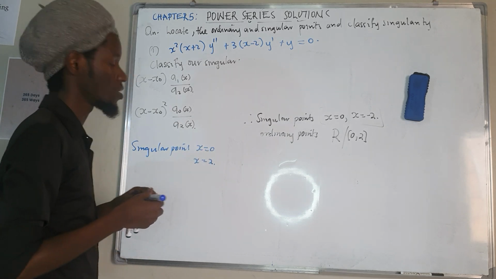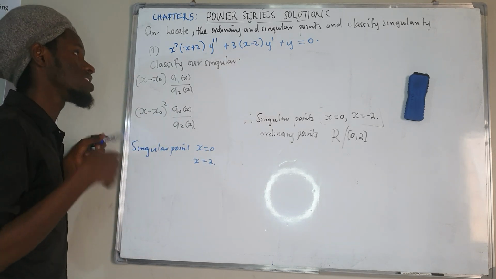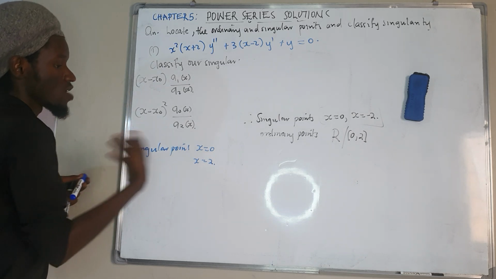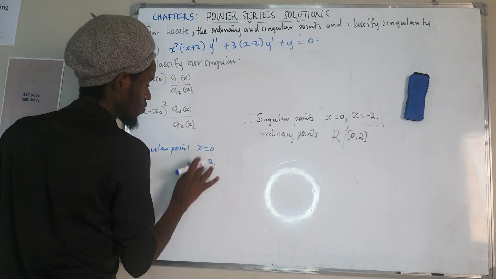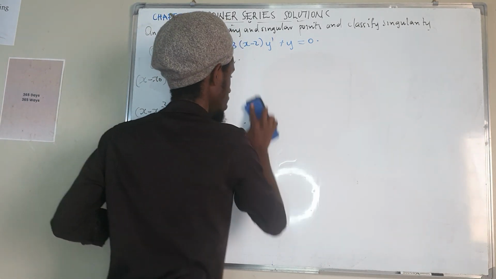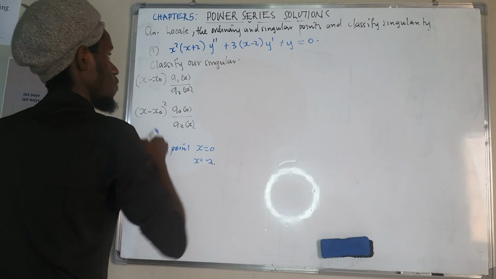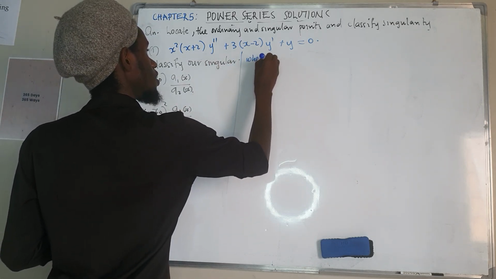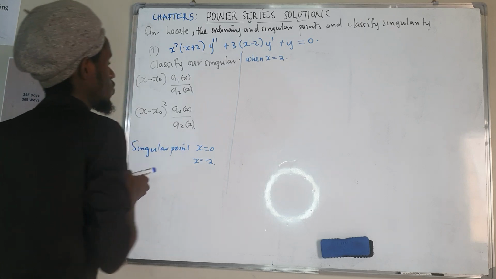Now, we have to examine both of them and see which is going to be our regular singular point and which our irregular singular point. Let us begin. Let's begin with x equals to 0. What's going to happen when x equals to 0?